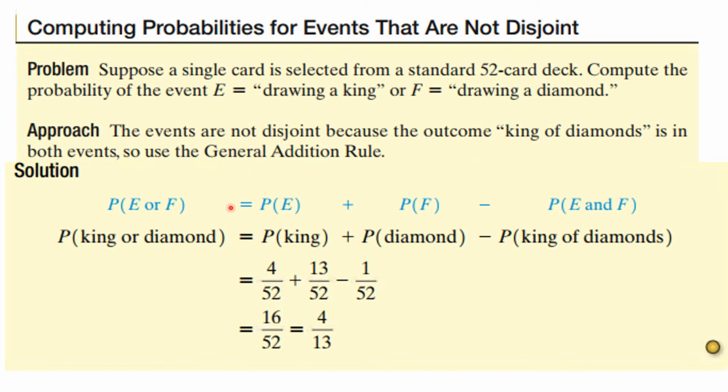And so we're going to use the general addition rule, which we just read, but it says that the probability of E or F is the probability of E plus the probability of F minus the probability of E and F. Now, the probability of getting the king of diamonds, that's just 1 out of 52. The probability of getting a diamond, 1/4 of the cards are diamonds, or 13 out of 52, and the probability of getting a king is, there are 4 kings out of 52. So you add these two numbers and subtract this fraction, put your answer in lowest terms, and you get 4 out of 13.